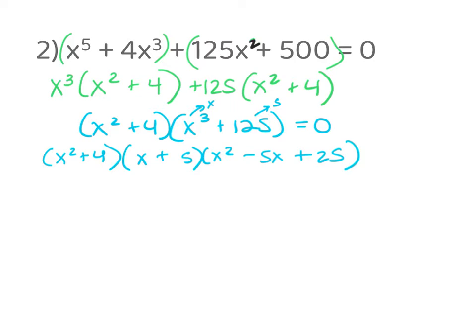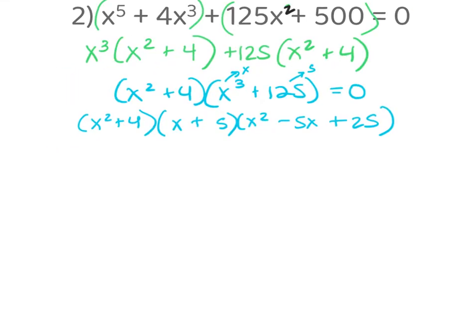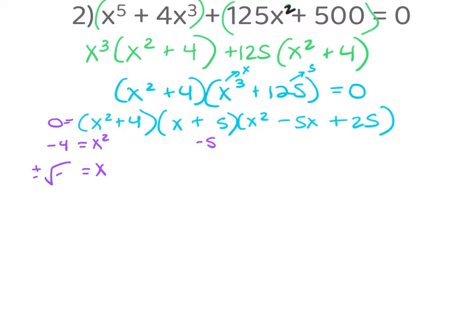You with me so far? So now the middle one I can already solve, right? That's negative 5. The one on the left, if I set equal to 0, I get x squared equals negative 4. X equals plus and minus the square root of negative 4, which is what? 2. Good. Plus and minus 2i. So I've got those. I've got this one. And then I have x squared minus 5x plus 25. What do I do with that?